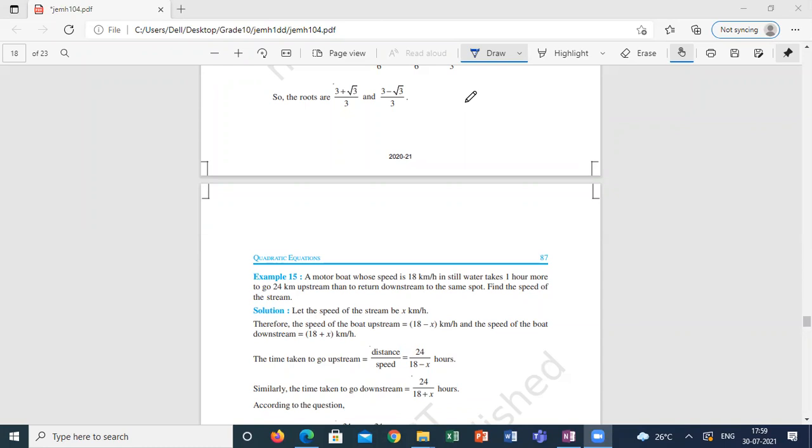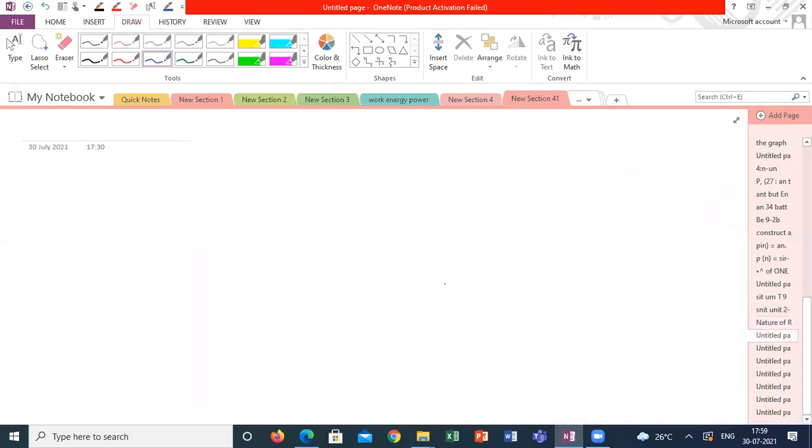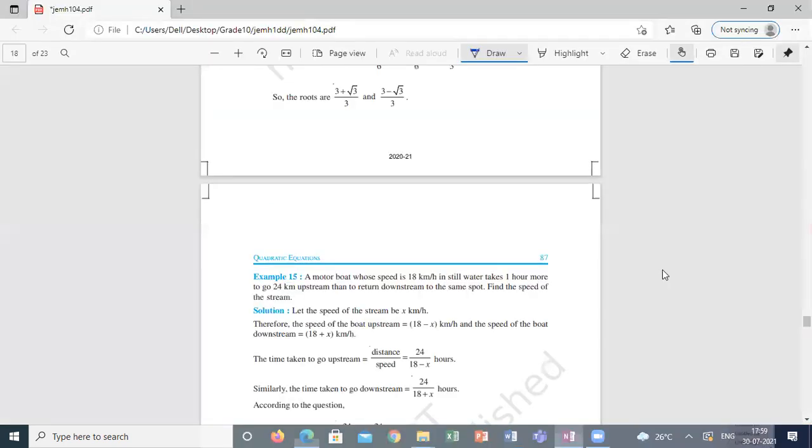Sir, what was the second method, sir? First method is splitting the middle term. Second method is completing the square. Sir, can you explain that with a short example? Yeah, I will take an example from the exercise on the completing the square method.